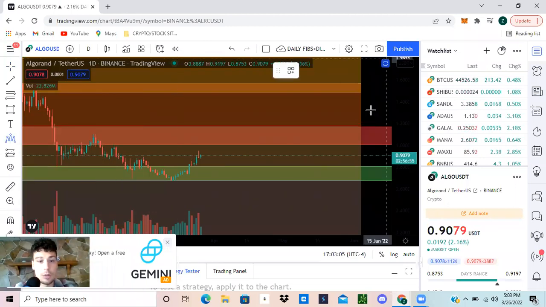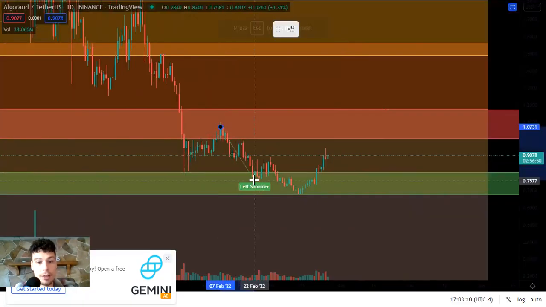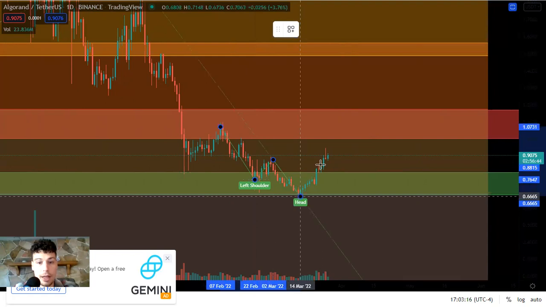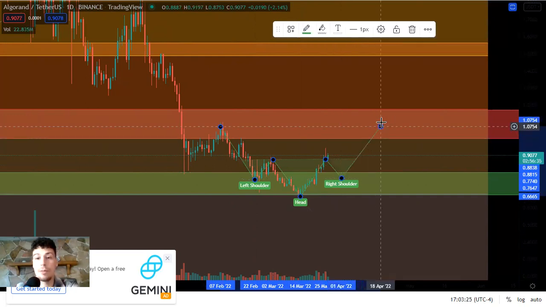So this is what we would be looking for basically. If we come down here, here's our left shoulder in this area. And then here's our head. And we're rallying right now. But if we do pull back and we find demand in this demand zone here, and rally back up, it could take us up into the supply zone.